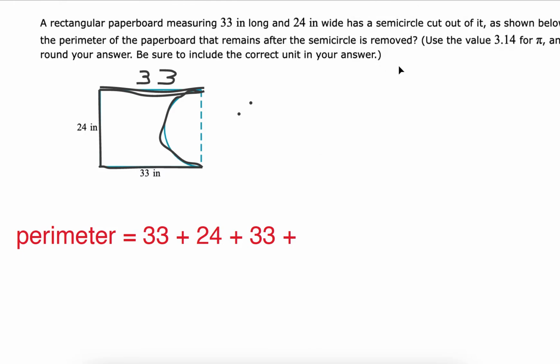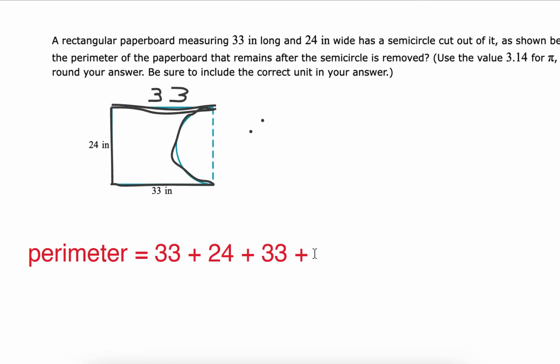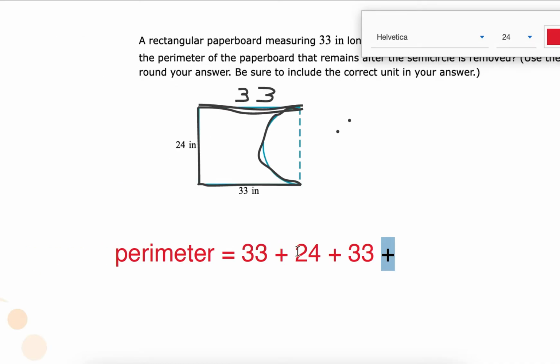What do the instructions say about pi? Yep, they say to use 3.14 for pi. So here's what we're going to do for the curve part. The circumference of a circle is the length of a string that would take to go all the way around the circle. And this is just half a circle. It's a semicircle, right? So I'm going to use 0.5 and multiply it by the circumference. Circumference is 2 times pi times r.